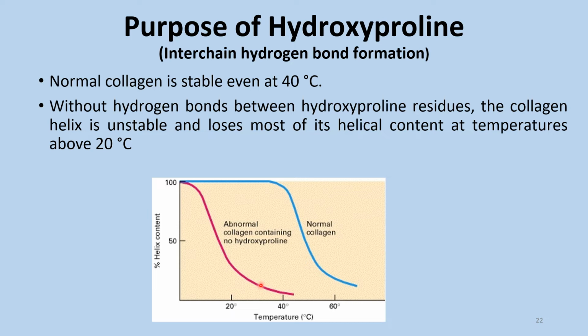degrees centigrade, while normal collagen rich in hydroxyproline can withstand the temperature beyond 40 degrees centigrade and is denatured after 60 degrees centigrade. So the hydroxyproline provides hydrogen bonding between the chains so that three alpha chains can make a rope-like strong molecule of collagen.